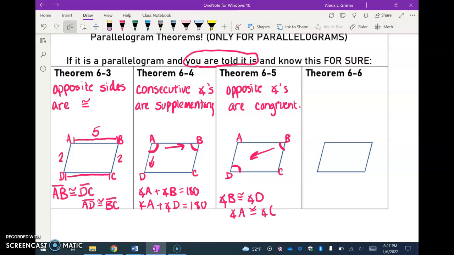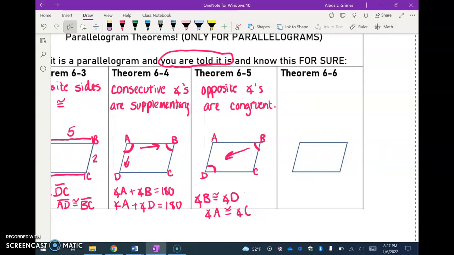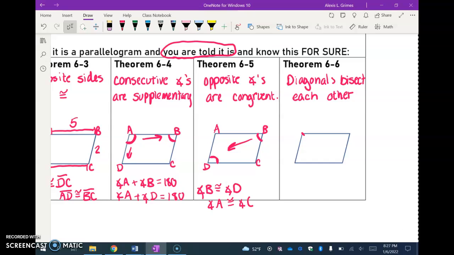All right, one more. If we have a parallelogram, diagonals bisect each other. Diagonals bisect each other. A diagonal. Remember, this way is vertical. This way is horizontal. So diagonal is probably going to be one of the other ones, one of our X ones. We go corner to corner.